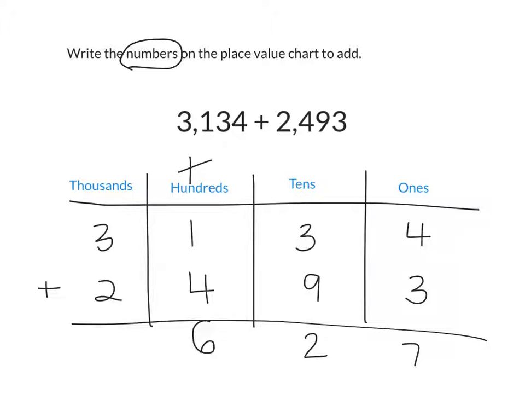Okay, then I have 3 thousands, and I want to add 2 more thousands. How many thousands do I have altogether? 5. So the answer is 5,627. Same answer we got before with the discs. I want you to talk with your table group. What is the same about using numbers compared to using discs?